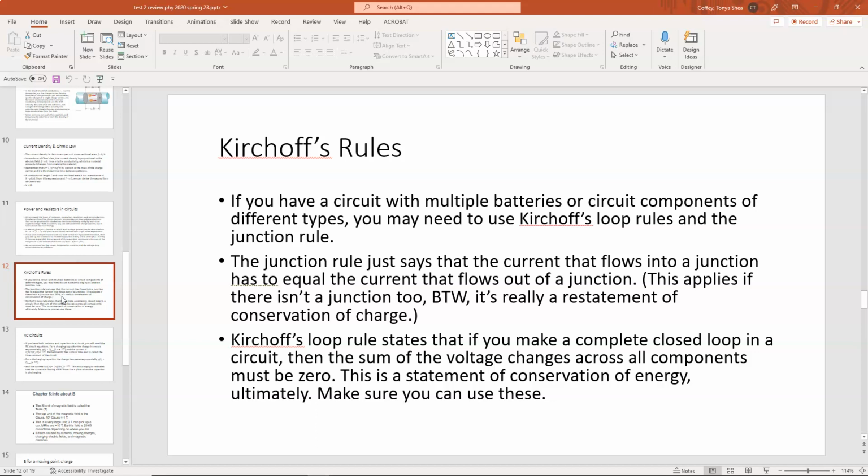Kirchhoff's loop rule states that if you make a complete closed loop in any circuit, then the sum of the voltage changes across all the components has to be zero. This is really just a restatement of conservation of energy. If you make a closed loop, you got to end up back where you started. So make sure that you can use these and apply them in circuits.